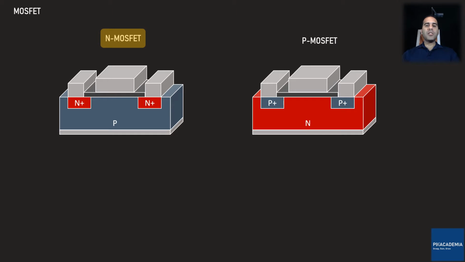In an N-channel MOSFET, the substrate is a P-type semiconductor. On the surface of the substrate, there are two highly doped N-type semiconductors connected to ohmic contacts. One of them is called source and the other drain.